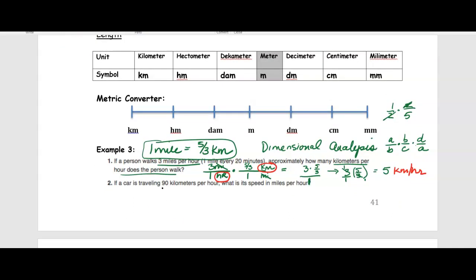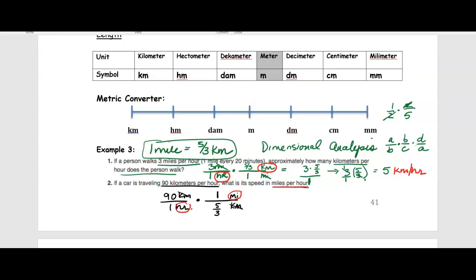So let's look at the next one. I'm going to approach it the same way. So I'm going to look at what's given. So the car is traveling 90 kilometers per hour, and I'm going to write that as a fraction. Okay, I'm going to multiply it. What is the speed in miles per hour? So in this one, I don't want kilometers, but I want miles. So since I want to get rid of the kilometers, I'm going to put the kilometers on the diagonal from the original kilometers so that these are going to cancel out. And then I'm going to put miles on the top because I know a miles to kilometer conversion. So I know there's 1 mile for every 5/3 of a kilometer. So the units that are left over are miles per hour, which is what I want.